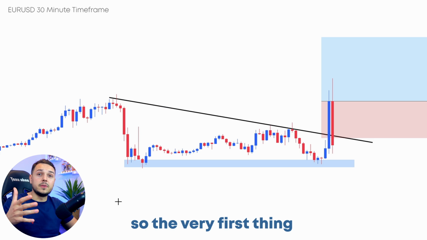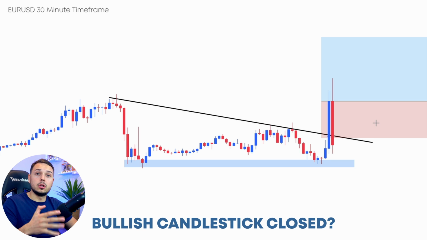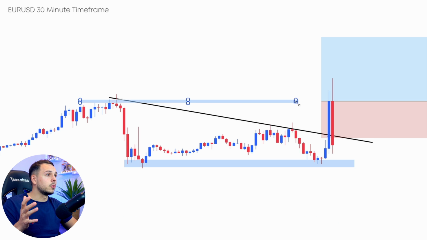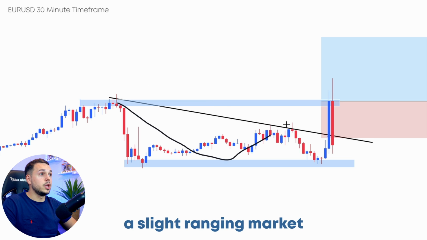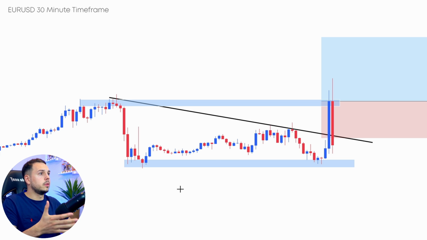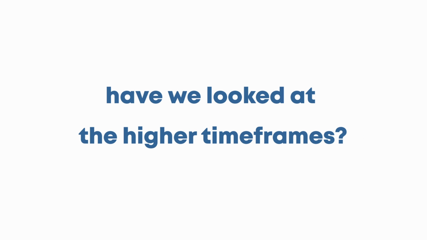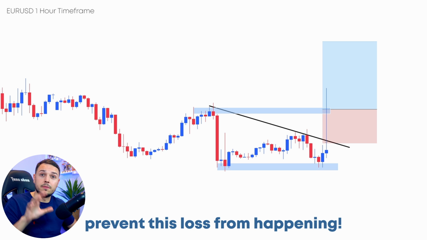So the very first thing you want to identify: where did this actual bullish candlestick close? And if we just draw this across, we can see that it is on an area of resistance. And potentially this could have been a slight range in the market on the higher time frames, which straight away makes you wonder, why would we enter on the 30-minute bullish engulfing candlestick? Have we looked at the higher time frames? Well, we haven't. And if we did, we could have potentially prevented this loss from happening.